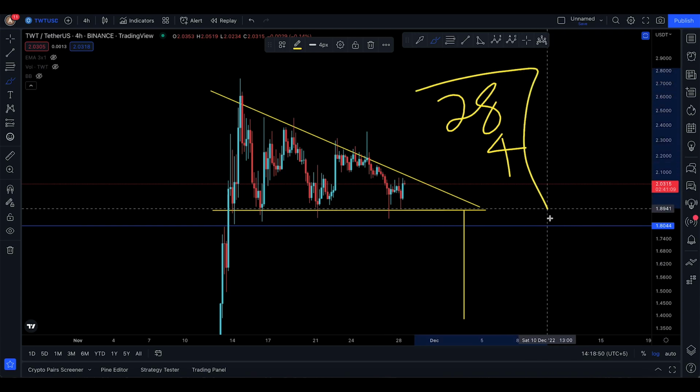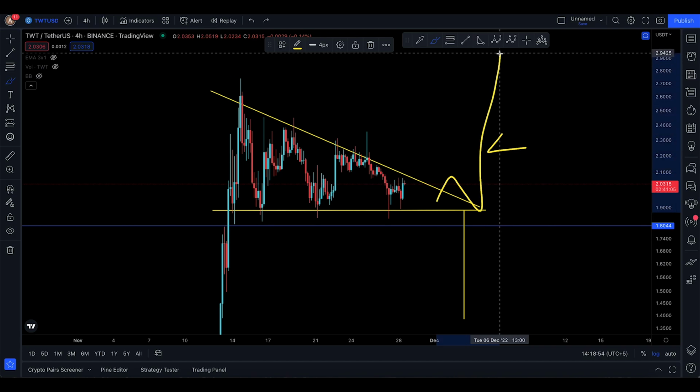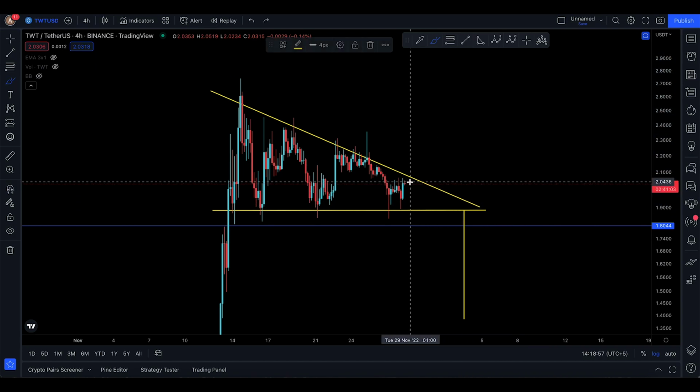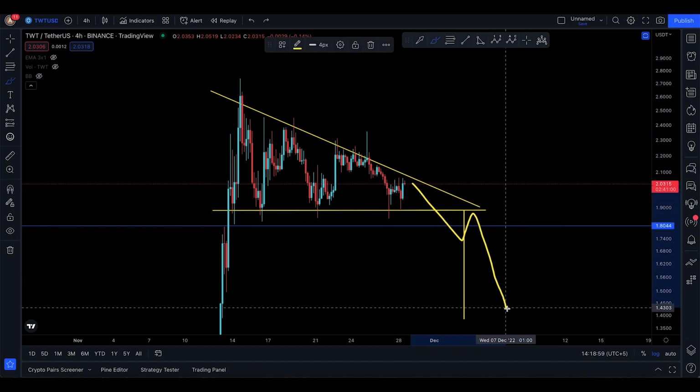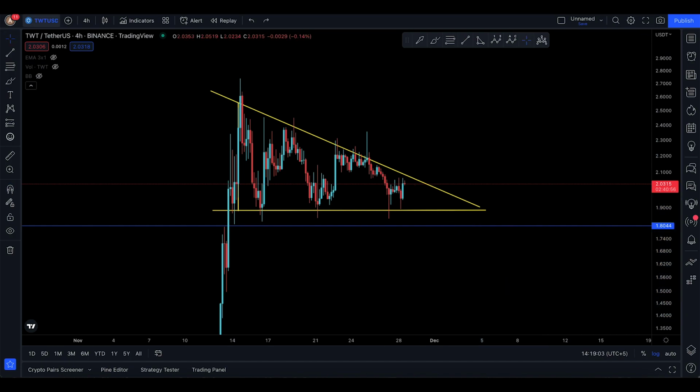So that's where the decision comes in, and you're going to finally find out if it's going to break out and backtest. A 37% move up, that's a setup. If it breaks to the downside, backtests and fails, hasta la vista, baby. 1.4. And that's pretty much it for this update on TWT.